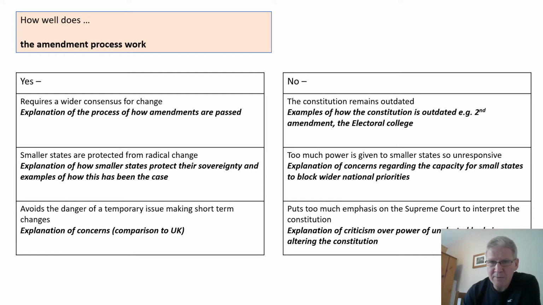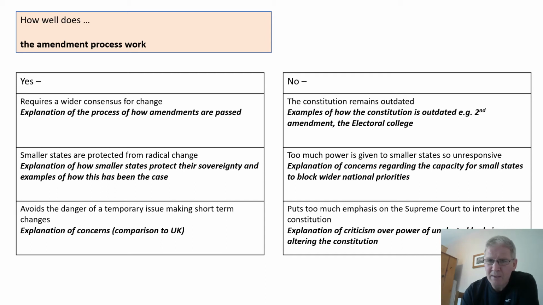On the no side, you're saying the amendment process has difficulties. For example, you can talk about how the Constitution remains outdated because of difficulties in removing or changing the Electoral College, or the Second Amendment, which is the right to bear arms. You could then say how smaller states are unresponsive to the national need, and that's similar to the point in the other argument.